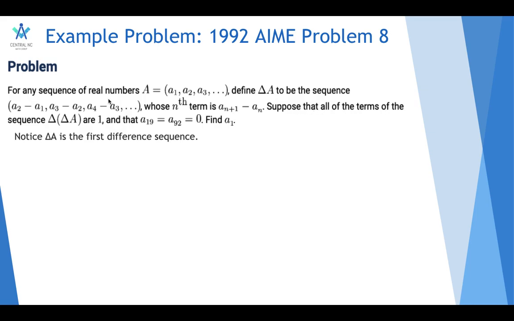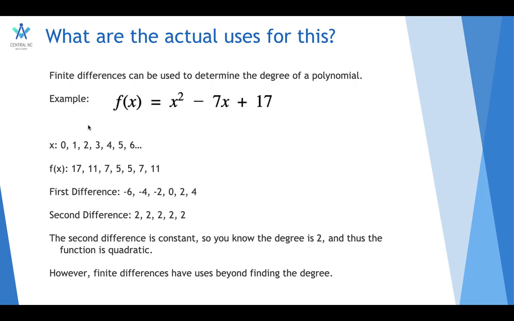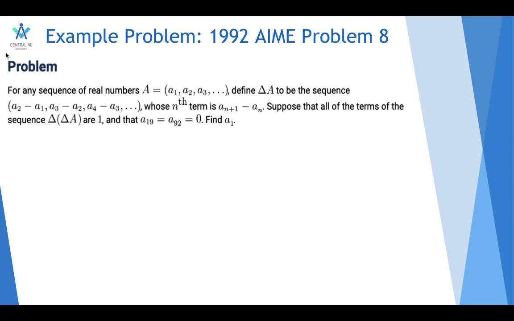Suppose that all of the terms of the sequence delta delta A are 1, and that A19 equals A92 equals 0, find A1. This fact here, that all of the terms of delta delta A equal 1, is very important, because tying back into the previous thing, once you have a difference that is constant, you know the degree. So this is the second difference, right? Because we've already defined that this delta is going to create a different sequence.